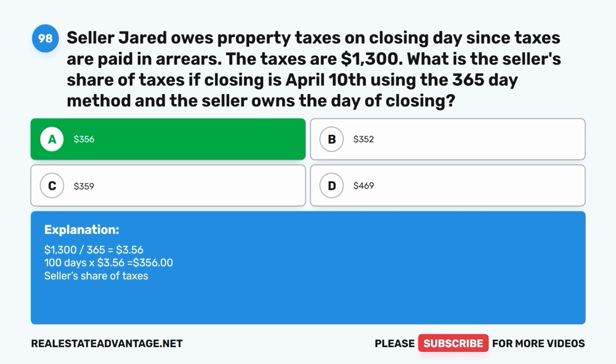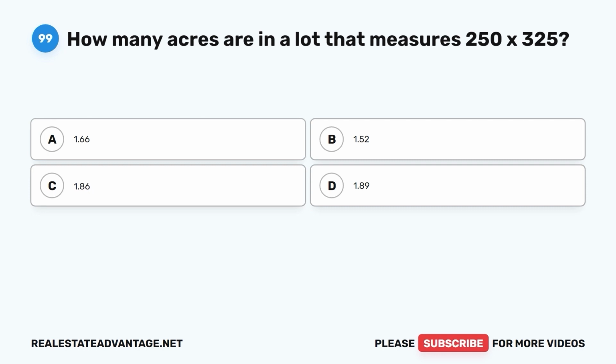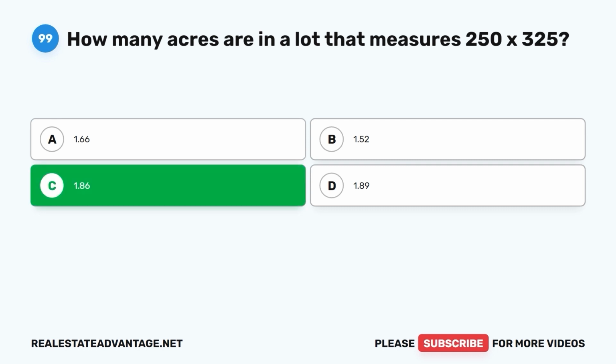$1,300 divided by 365 equals $3.56. 100 days times $3.56 equals $356. Seller share of taxes. Question 99. How many acres are in a lot that measures 250 by 325? A. 1.66. B. 1.52. C. 1.86. D. 1.89. The correct answer is C. 1.86.